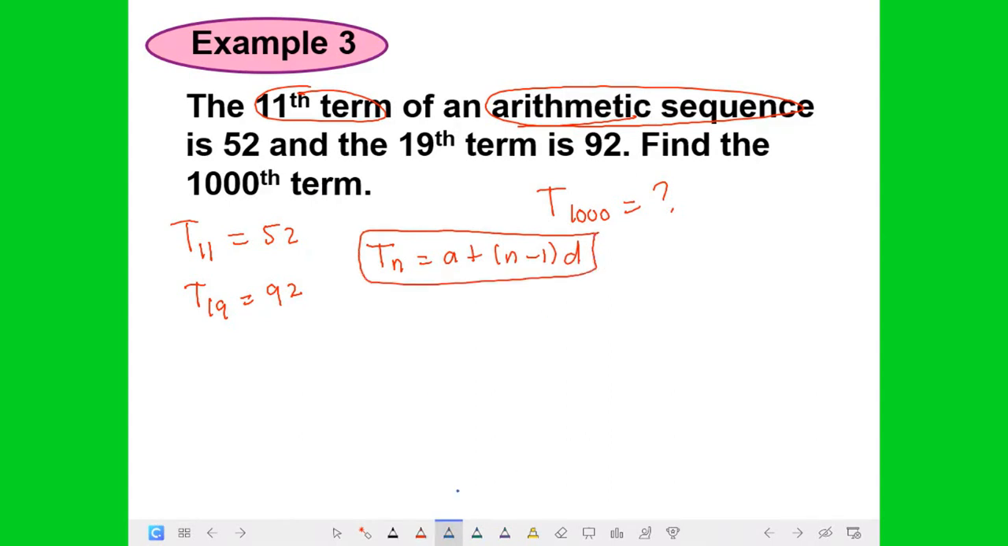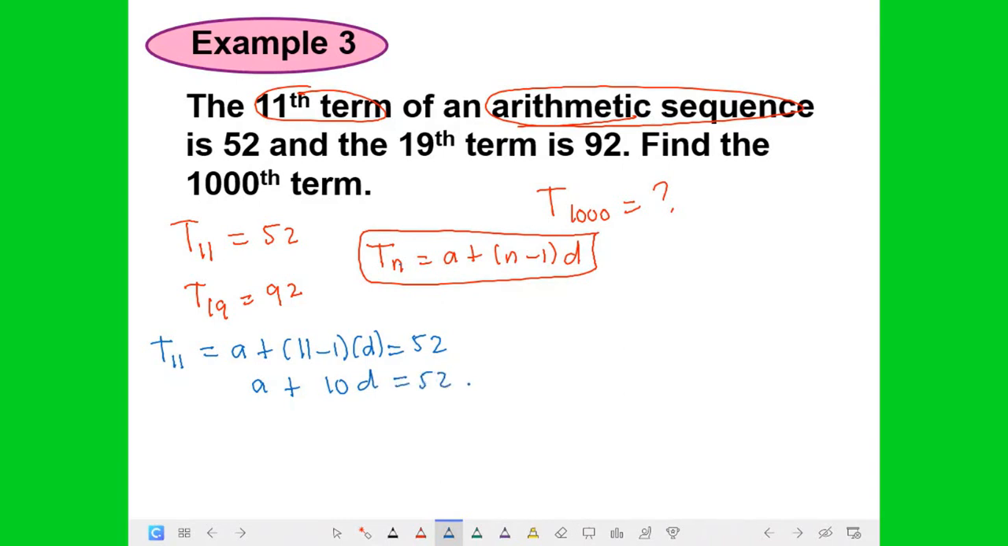So here you need to know A, the first term, D, and N given. Say that T11 is equal to, substitute N to 11, A plus 11 minus 1 D, we don't know D, just substitute, is equal to 52. Substitute into the formula. Okay, we get A plus 10D is equal to 52.